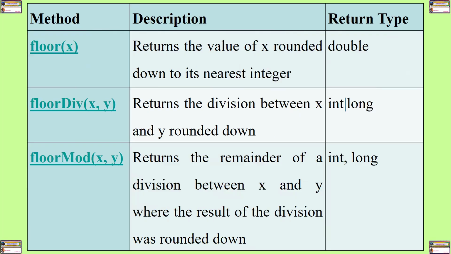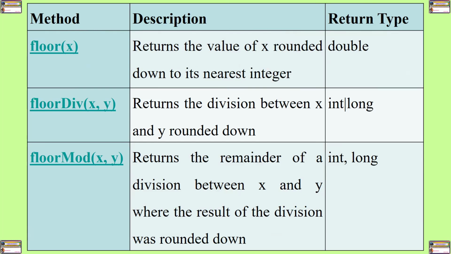We have floor. Floor, if you pass a value to it, for example a decimal fraction, it will return the value of that variable but rounded down to its nearest integer. So it can return data of type double. Method floorDiv. FloorDiv, if you pass two values to it, like value x and y, it will return the quotient of the first value and the second value, rounded down. So it will return a value of type integer or even type long.